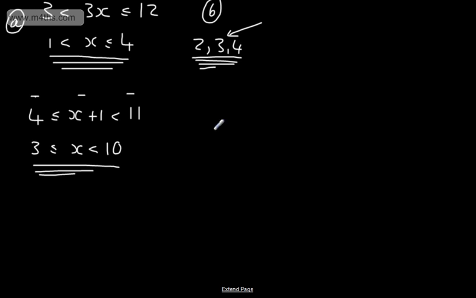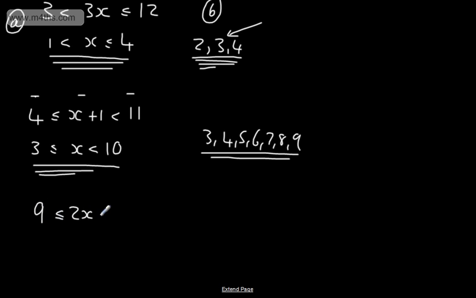Again, if you're asked to list the integer values, you're going to have 3, 4, 5, 6, 7, 8 and 9, as 10 is not included. It's a strict inequality. Let's have a look at another one. Let's say we've got 9, and then we'll have 2x plus 1, and we'll say from there that this will be less than 21.